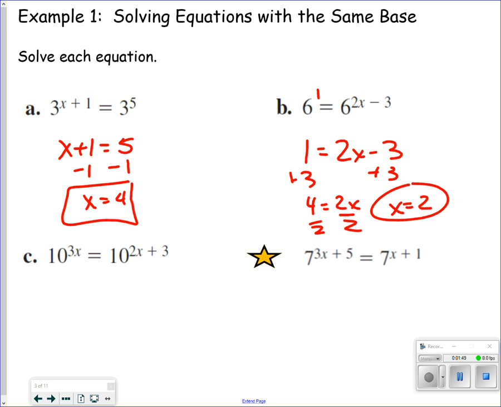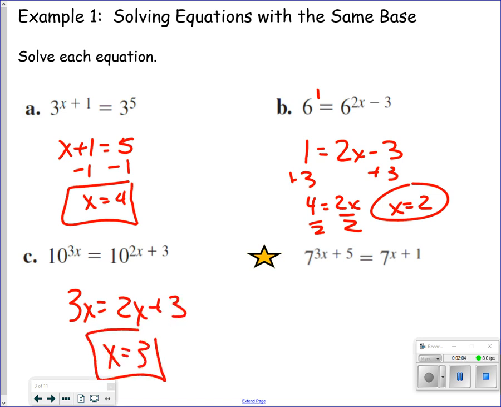Next one, it gets a little more complicated just because the exponents get more complicated. 10 raised to the 3x would equal 10 raised to the 2x plus 3. Then 3x must equal 2x plus 3. So again, using our solving skills from back in chapter 1. Hit pause, see if you can get this one by yourself.